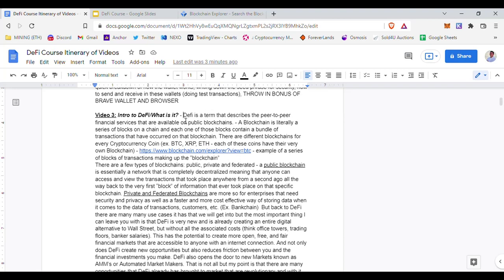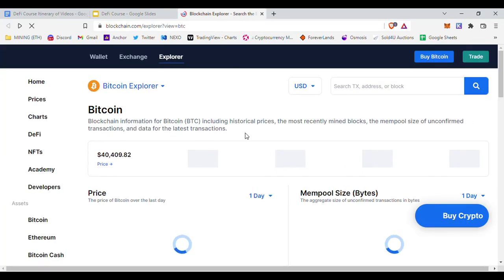DeFi is essentially a term that describes the peer-to-peer financial services that are available on public blockchains. A blockchain is literally a series of blocks on a chain, and each one of those blocks contain a bundle of transactions that have occurred on that blockchain. If you're imagining it, it's really just a series of blocks. So a block, a line, another block, and here's an example, and this is something anybody can use. It's the Blockchain Explorer. It allows you to see any data, any transaction, any block that has ever occurred on any blockchain.